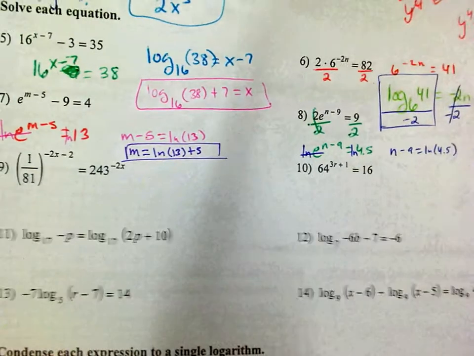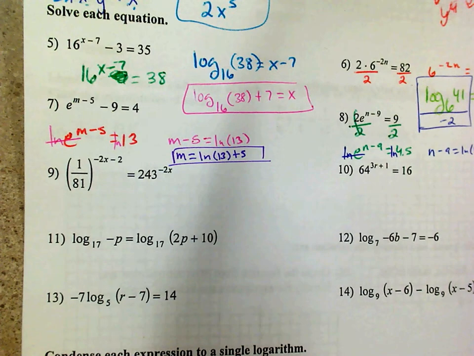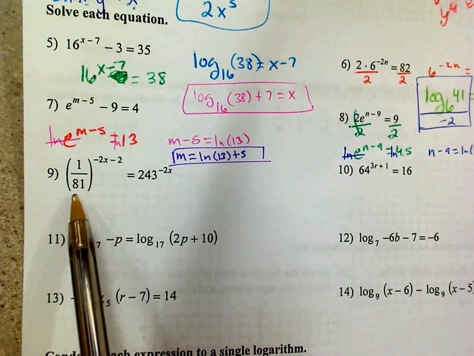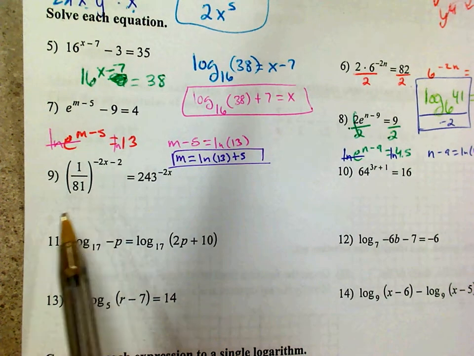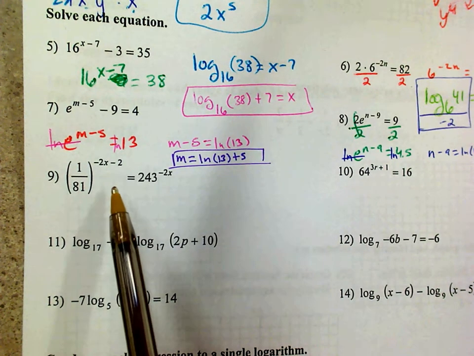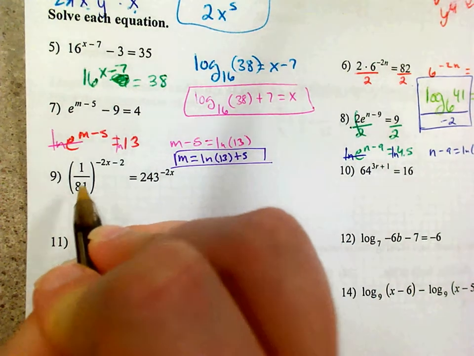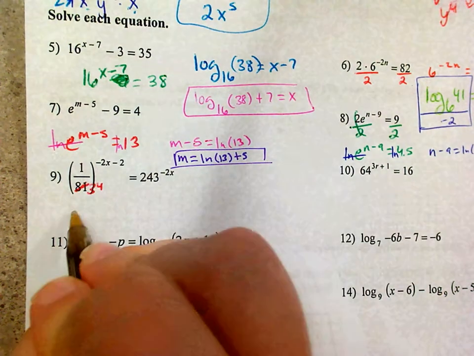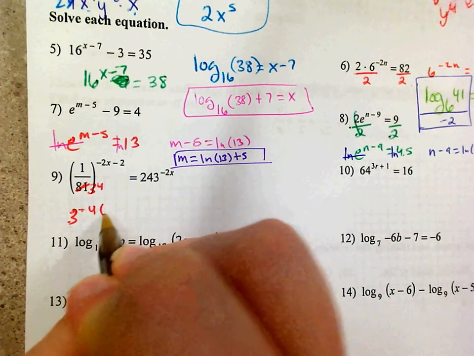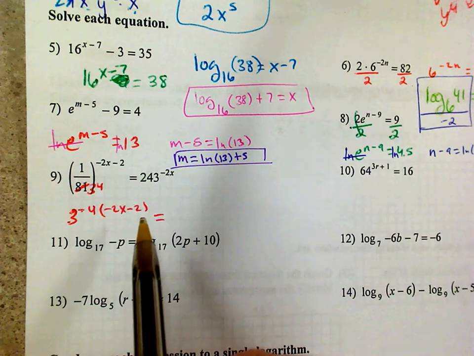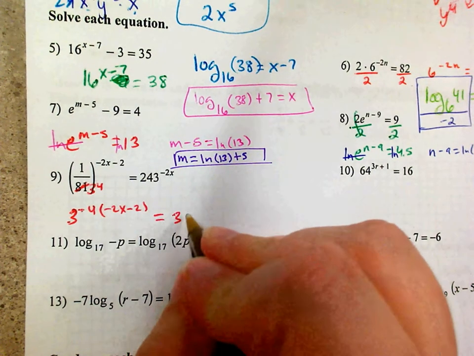Okay. On this one, what you would want to do is check either your power chart or just your knowledge of powers, and here's what I know. I know 3 to the 4th is 81. So if it's in the denominator, this is 1 over 3 to the 4th. But to put it up on the top, it's going to be 3 to the negative 4. So 3 to the negative 4 to the negative 2x minus 2 equals, and then 243 is 3 to the 5th. So 3 to the 5th to the negative 2x.